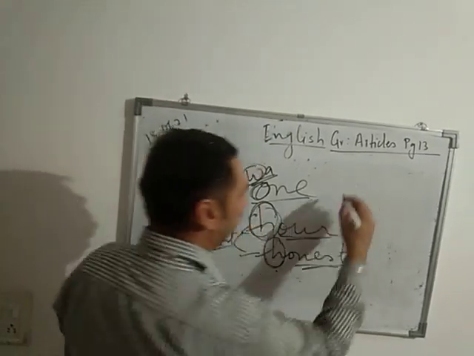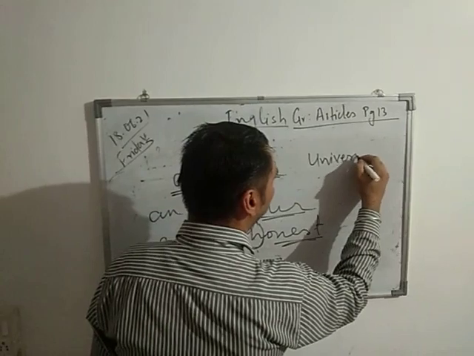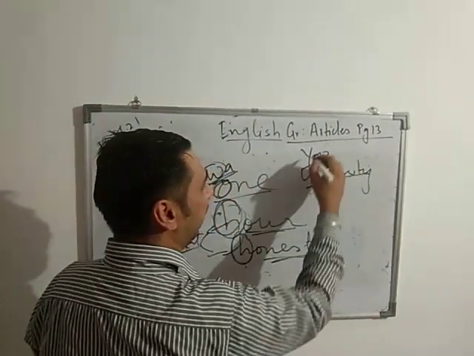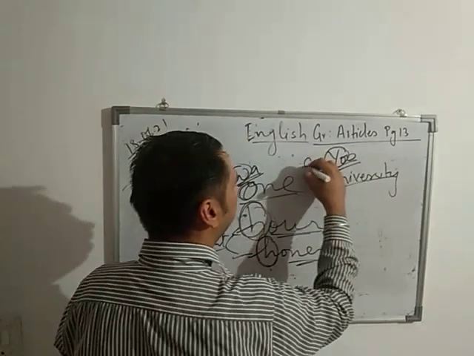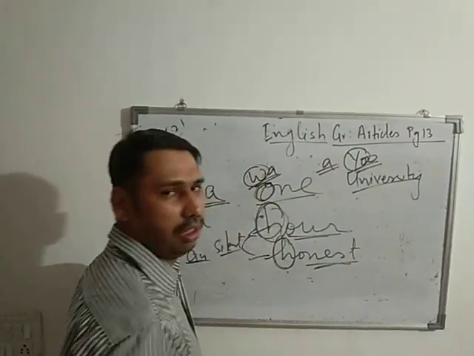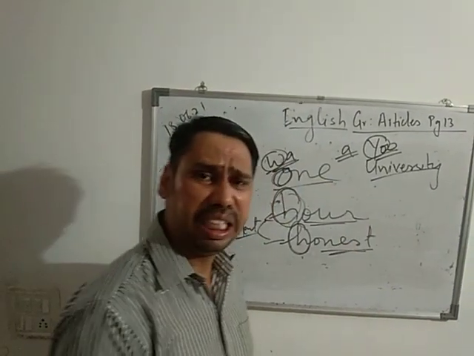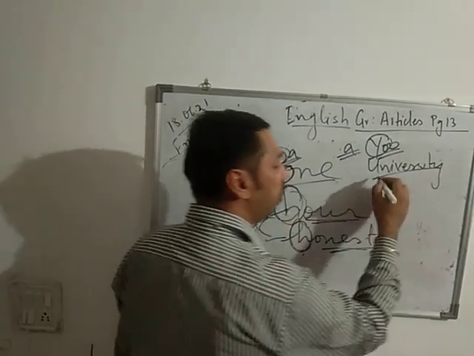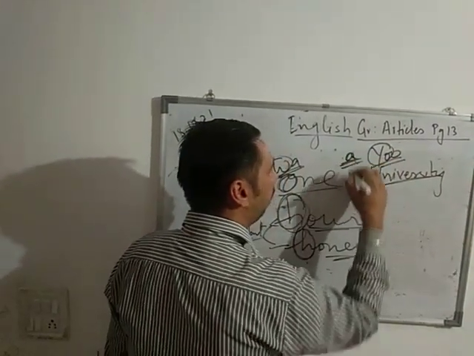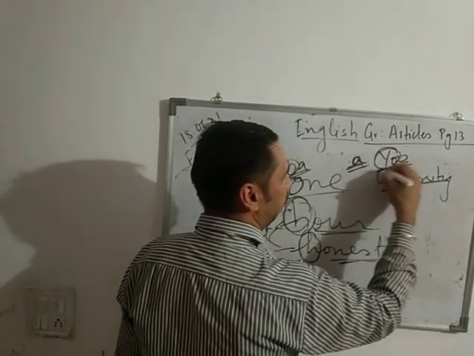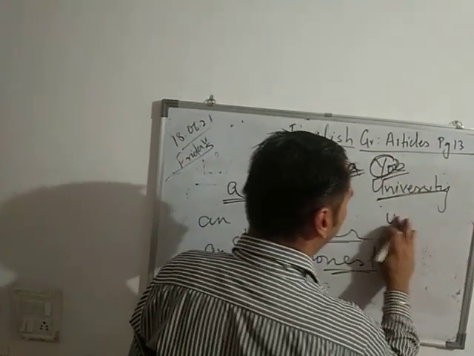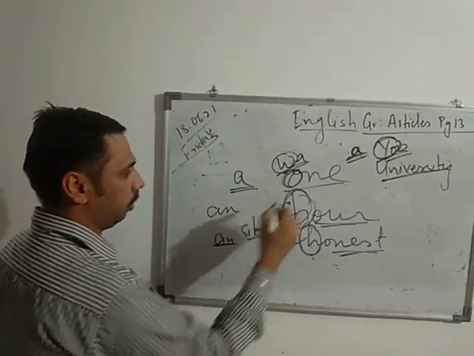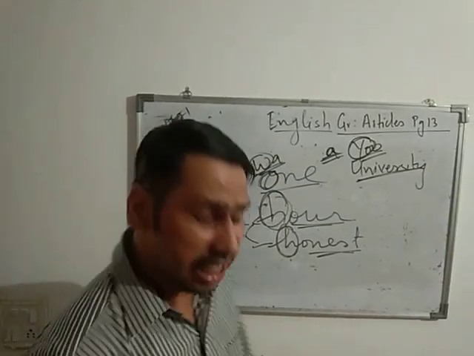Whereas, if I say university, university has the consonant sound of Y. So remember, if I am specifying the name of the university, then I use the, like the Cambridge University. If I'm saying only university, I use a, because when I say university, it starts with that Y sound. This is where we have to understand the spelling and the sound. As I told you, what is important is the sound, not the spelling.